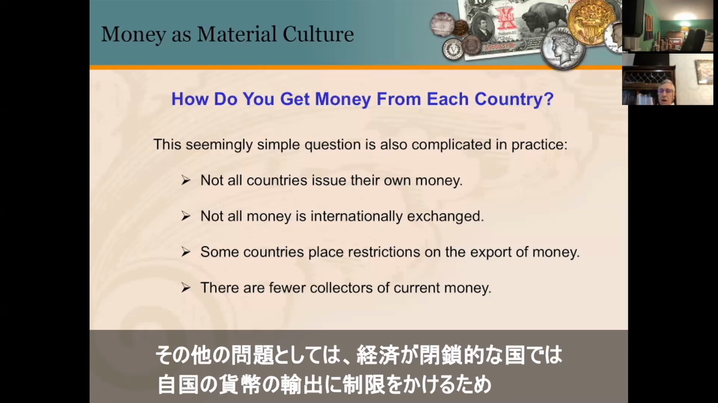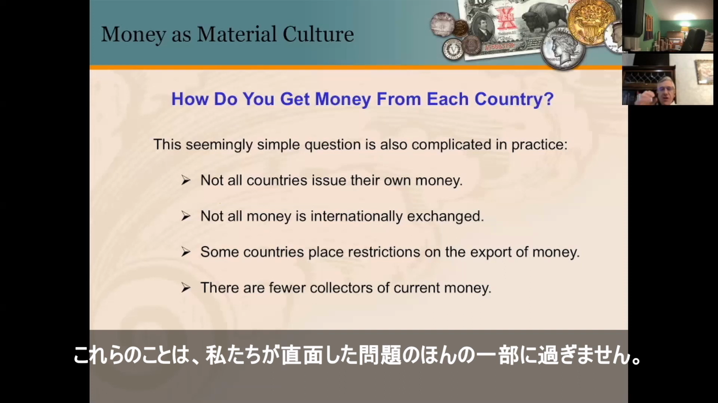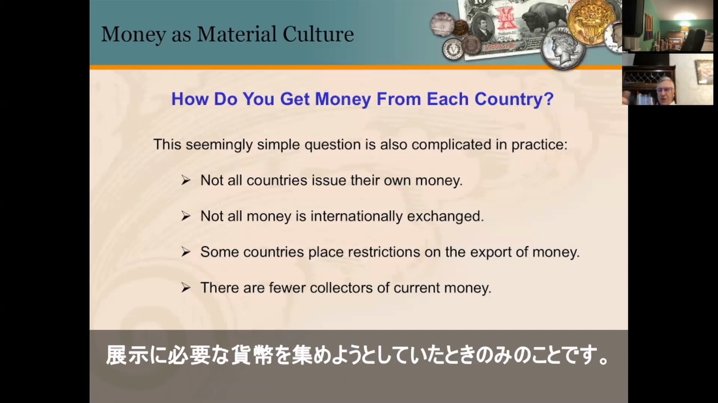Other problems include nations with closed economies. They place restrictions on the export of their currency, and that can make it very difficult to get examples of their money for use in an exhibit like this. So these are just a few of the problems that we encountered while we were trying to gather the objects that we needed to use in the exhibit.